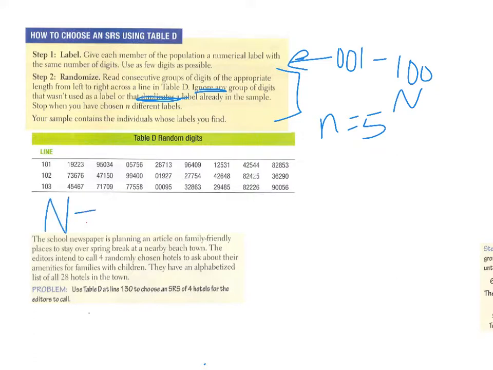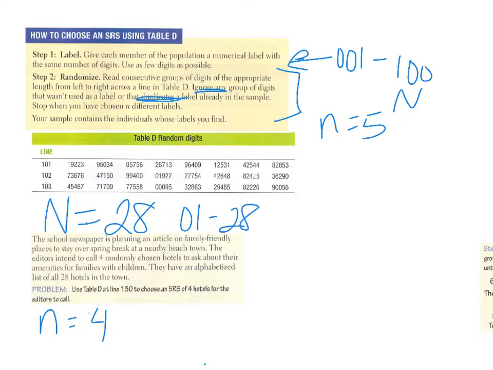Our population size here is 28. So that means all the hotels need to be numbered 01 through 28. My sample size here is 4. Okay, so this time instead of going in clumps of 3, I'd be going in clumps of 2 digits. I'm using table D at line 30.